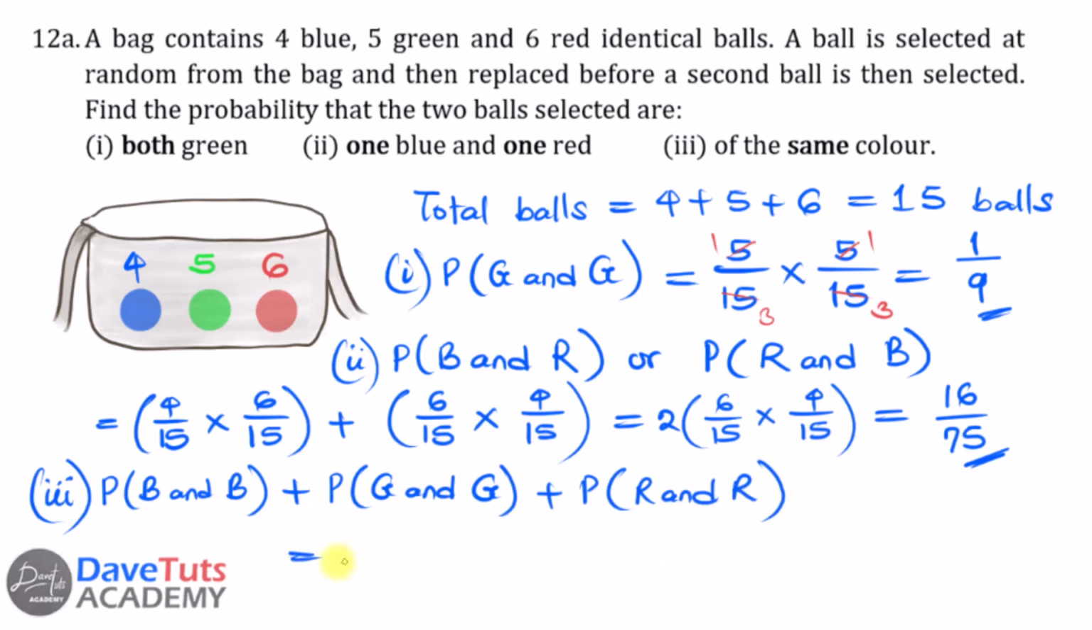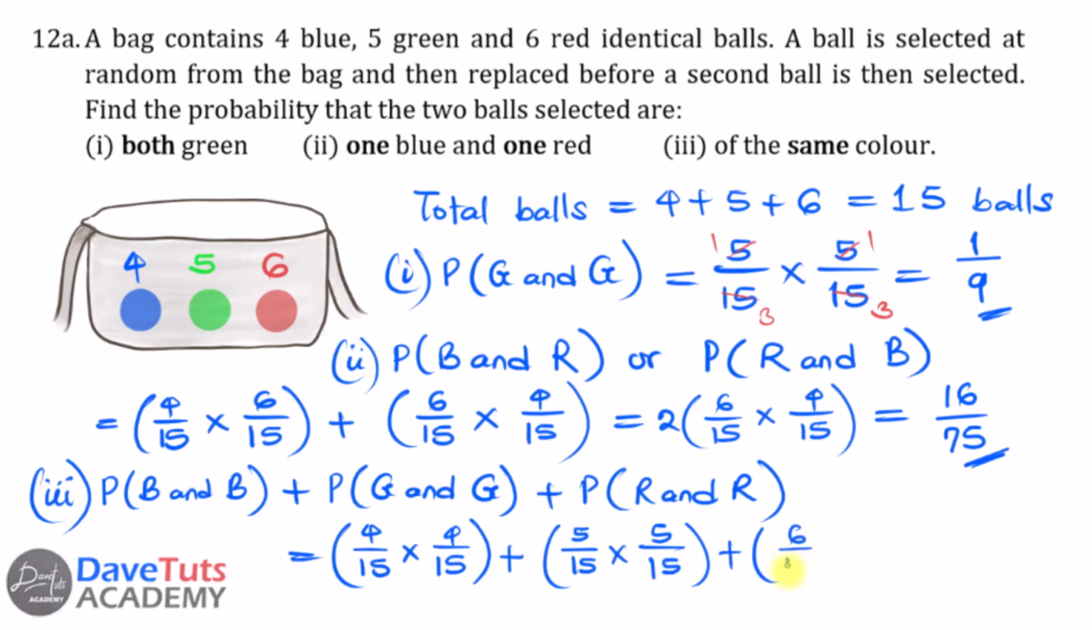And for us to solve this, blue and blue will be 4 over 15 times 4 over 15. Then green, we have 5 over 15 times 5 over 15. Then red, plus 6 over 15 multiplied by 6 over 15. So this is what we can make use of now.